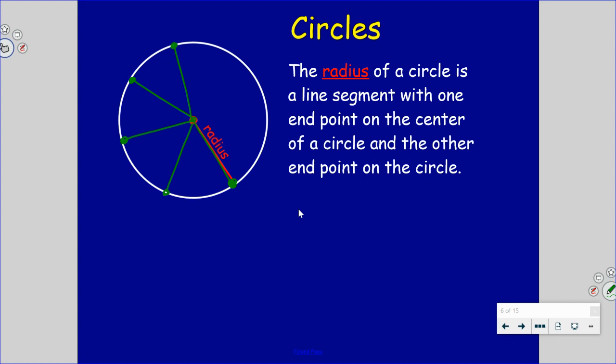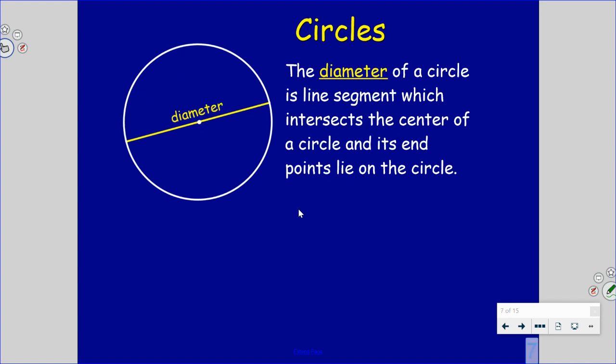All right, but what if the line segment goes through the center and all the way to the other side? Now, let's be clear, a chord is a line segment connecting any 2 points on a circle. The longest possible chord is called a diameter. So, a diameter of a circle is a line segment which intersects the center point and has 2 endpoints that lie on the circle.